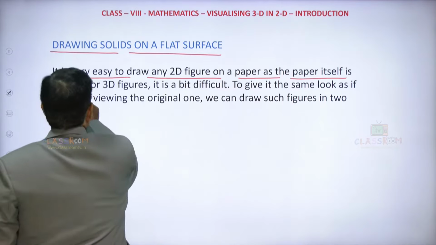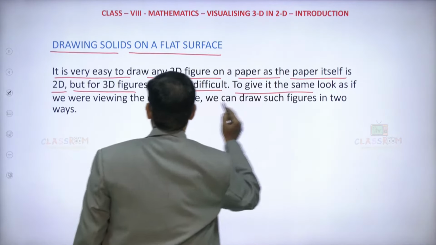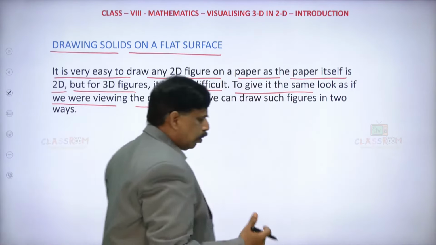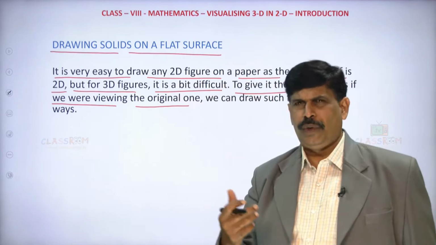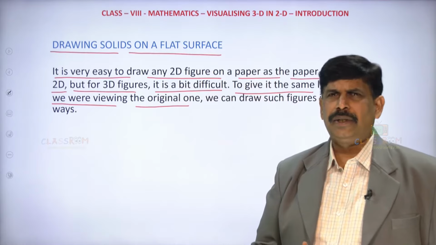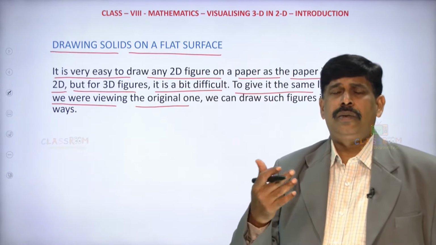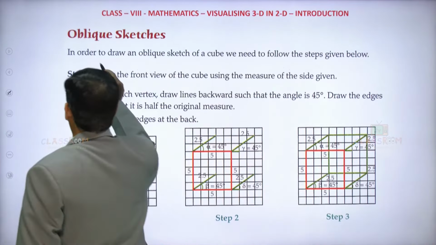To give it the same look as if we were viewing the original one, to draw 3D figures we have mainly two ways. Let us discuss the two methods by which we can draw 3D figures. The first one is oblique sketches.